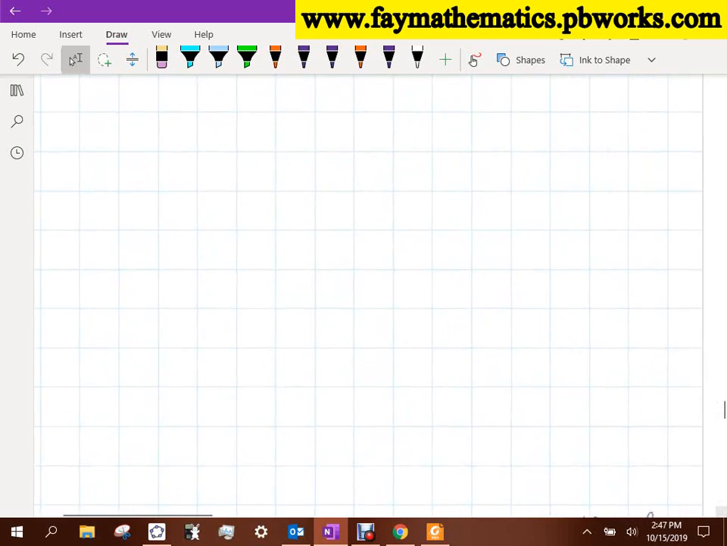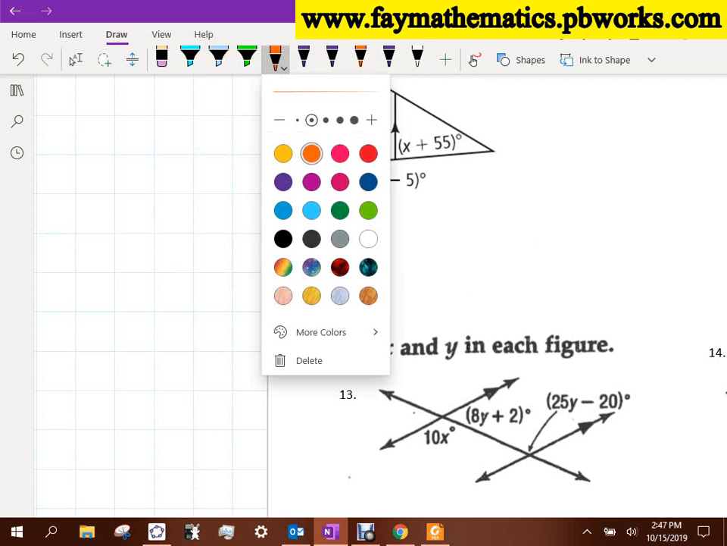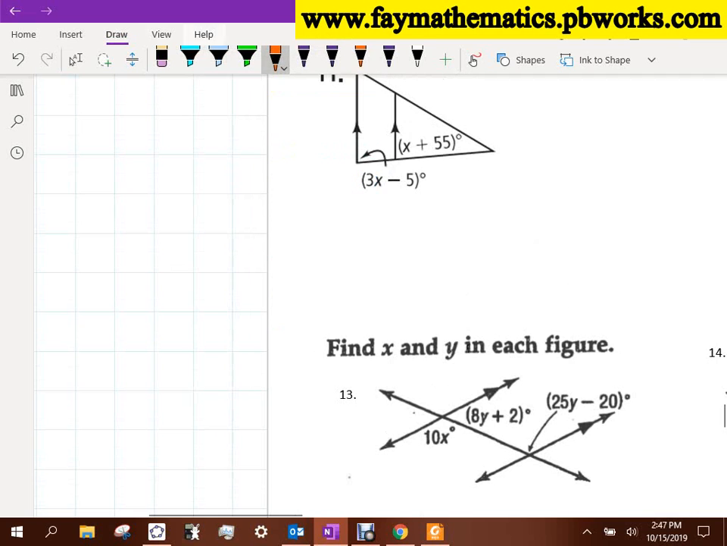I want to look at question 13 real quick, because I think this is a common issue with questions that do this. I think a lot of people right away, just because of our exposure so far to these two angles, are going to say that those two angles are supplementary. Anybody agree with that? Okay, so I get 10x plus 8y plus 2 equals 180.